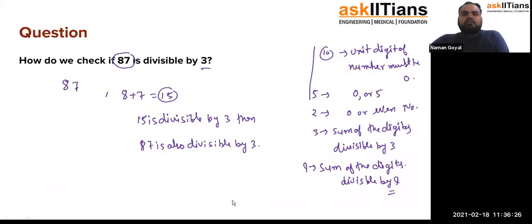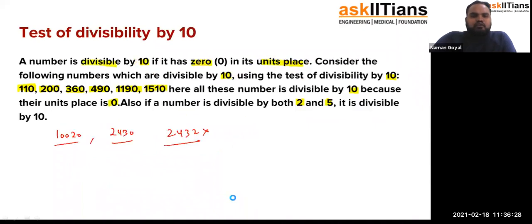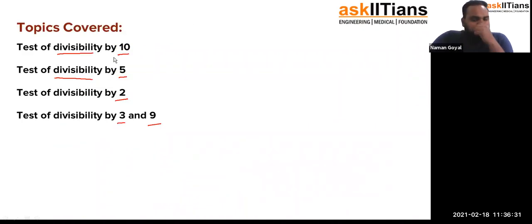Okay. So what we learned in today's lecture, let me show you. The first topic is the test of divisibility by 10: how we check whether a number is divisible by 10 or not. Just see the unit digit. If the unit digit is 0, then the number is divisible by 10, otherwise it is not. Next is the test of divisibility by 5. For 5, the unit digit must be 0 or 5. For 2, the unit digit must be 0 or any even number. For divisibility by 3, the sum of the digits must be divisible by 3. For divisibility by 9, the sum of the digits must be divisible by 9.